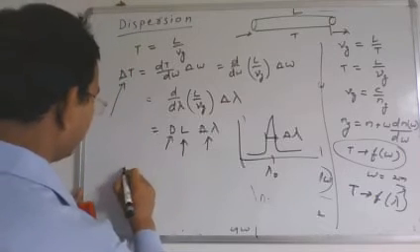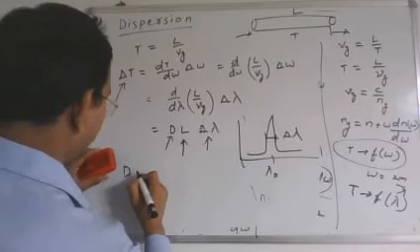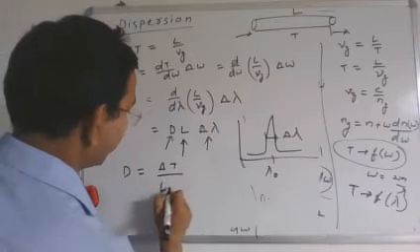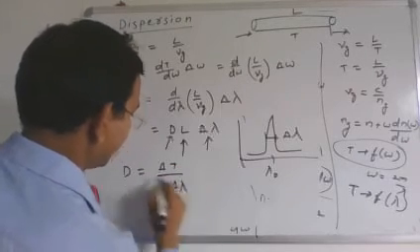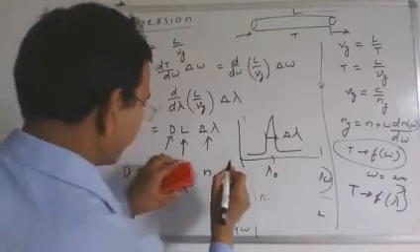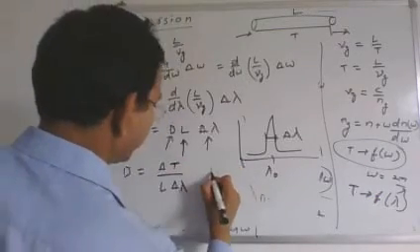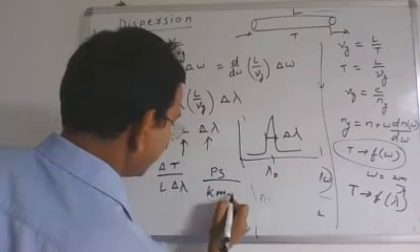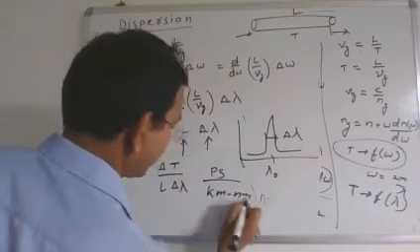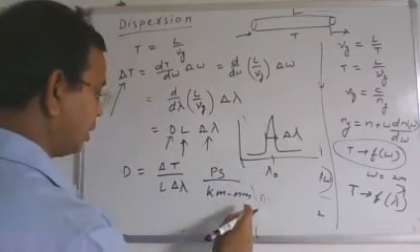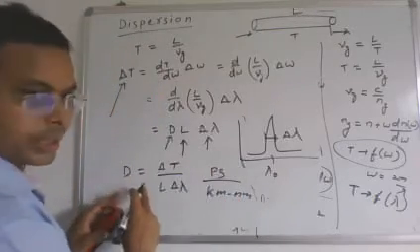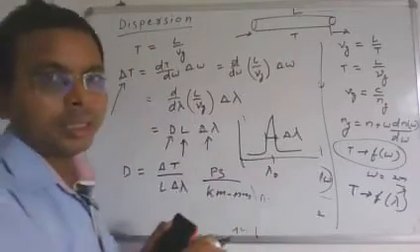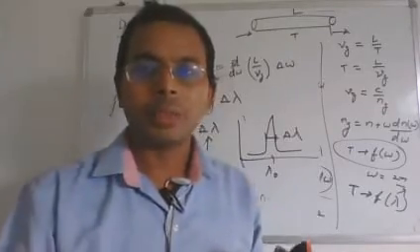So we can find D is equal to delta T divided by L delta lambda. So this delta T is measured in picoseconds, L in kilometers, and delta lambda in nanometers. So picosecond per kilometer nanometer is the unit of the dispersion coefficient D. And this whole dispersion is known as the group velocity dispersion or chromatic dispersion.